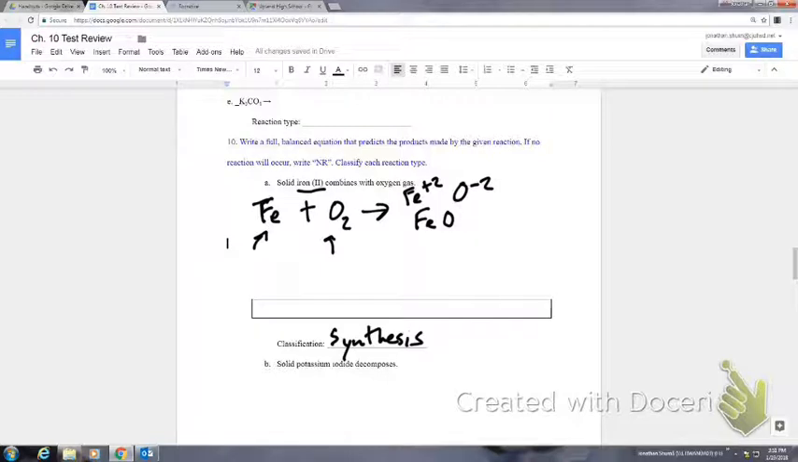So if I could back up just really quickly, iron is plus 2, oxygen is minus 2. I know iron's plus 2 because it's iron 2. So it should be a 1-to-1. There should not be a 2 there. Sorry about that. And then if I want to balance it, it would be 2 FeO to 2 Fe. So now I have 2 oxygens on either side and 2 irons on either side.